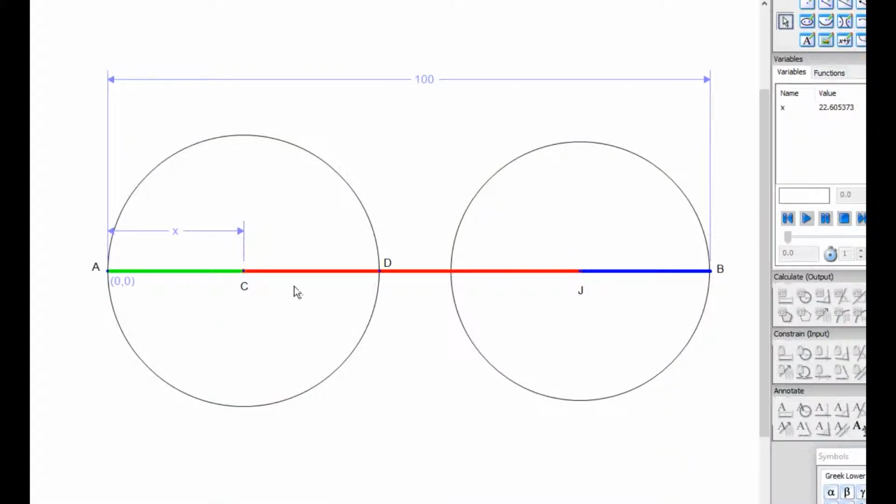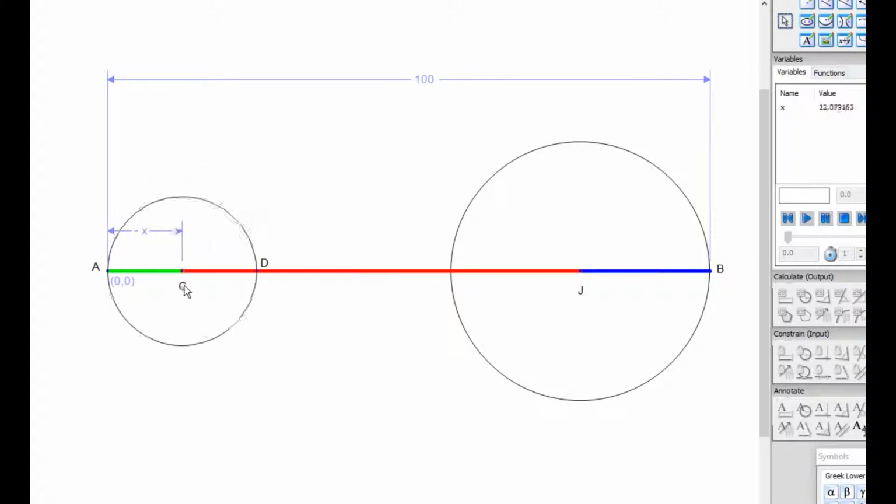I've had another play with the animation. Easy to turn that into a letter X. So there we have X. The first break is at C and the second break is at J, so you get a green, a red and a blue stick.